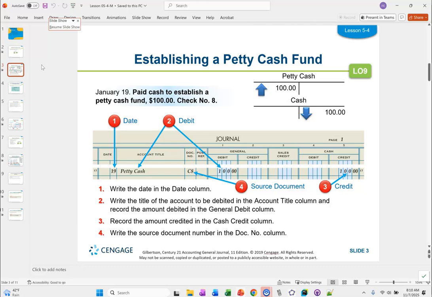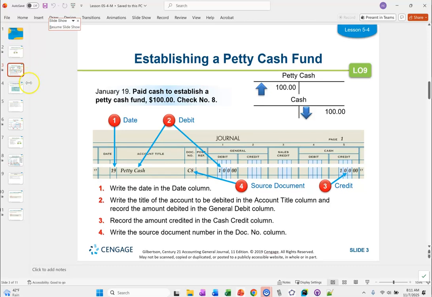When we record that transaction, record the date, the account title, and amount. So petty cash $100. The credit goes to cash because we used actual money to establish this fund. And then we record that document, in this case check number 8, as our source document. Everybody feel good? This is just how we record that we put some money in a box for later. Usually it's in a little lock box in the office somewhere.